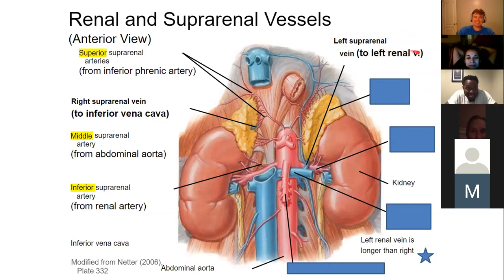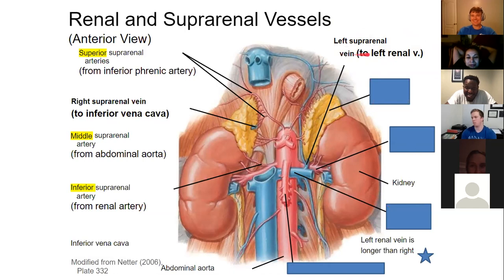I keep saying adrenal. Well, if you base it off of the adrenal gland, it's just superior, middle, and inferior. You just have to know it's based off of whatever that thing is. You know what I mean? Renal instead of adrenal. Inferior, but I don't remember seeing that before.